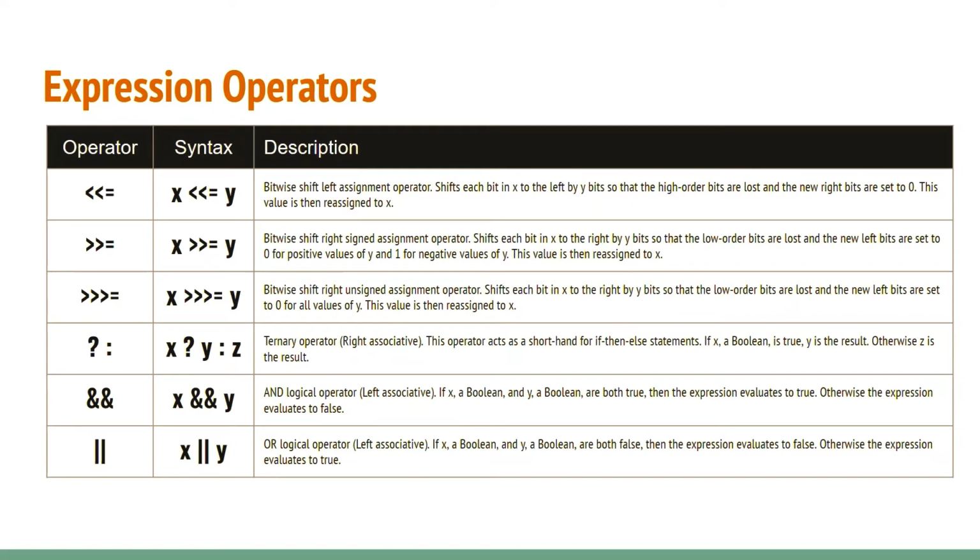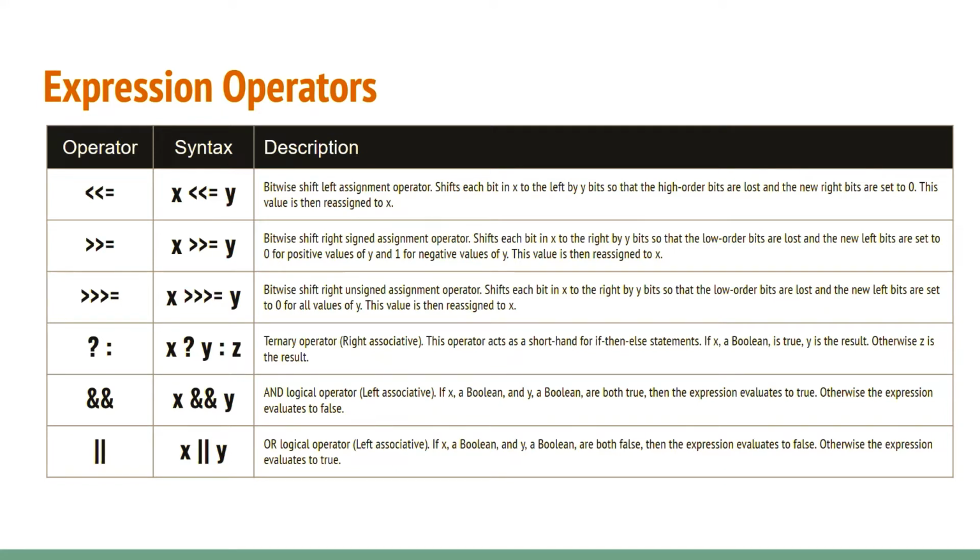Then we have the bitwise shift left assignment operator. It will shift each bit in x to the left by y bits so that the high order bits are lost and the new right bits are set to 0. Then we have the bitwise shift right signed assignment operator. It shifts each bit in x to the right by y bits so that the low order bits are lost and the new bits are set to 0 for positive values of y.